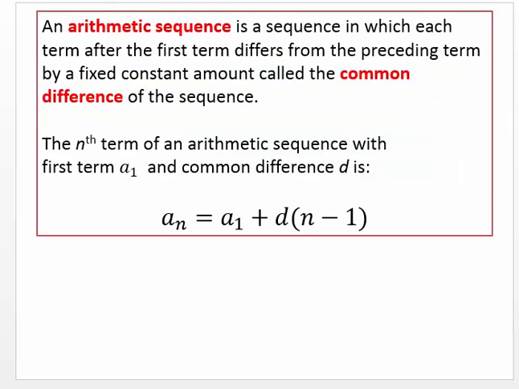And then we have a formula to find any term in the sequence. So if I wanted to find the 10th term of a sequence, I'd use this formula right here. To find the 20th term, I'd use that formula. To find the nth term, I'd use this formula with n, meaning what number are we looking for.